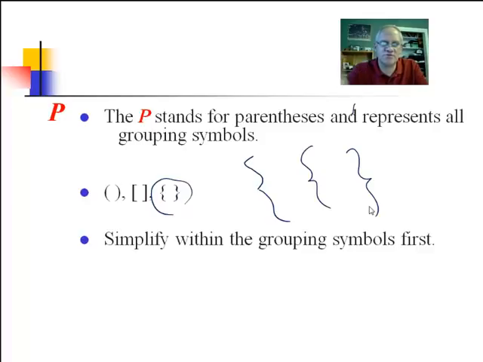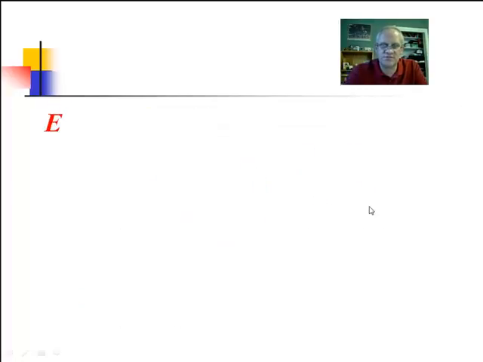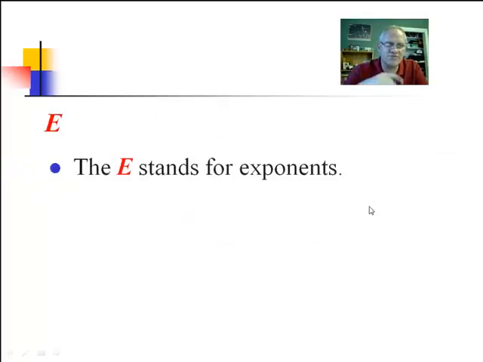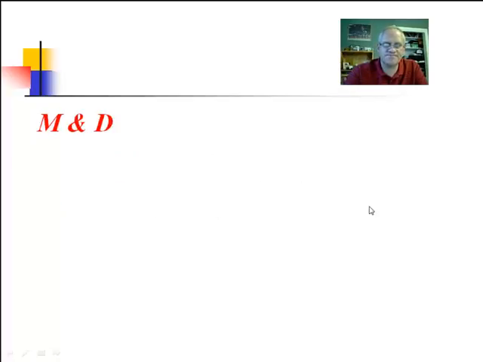When you're doing parentheses, you always start with whatever's inside those parentheses, brackets, or squiggly brackets. If there's more than one, if there are brackets within a bracket or parentheses within a bracket, always start with the ones on the inside first. E stands for exponents. So after we do anything in parentheses, then we do all the exponents.